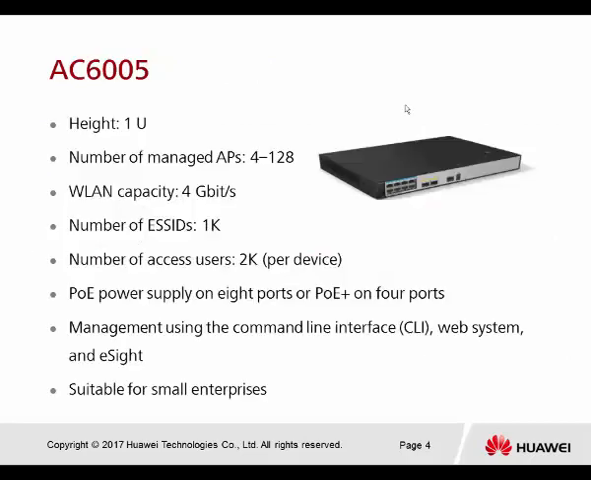The AC6005. The height of this AC is 1U. The number of APs it can manage is 4 to 128. The capacity is 4 gigabits per second. The number of ESSIDs it can support is up to 1000. The number of users is only 2000 per device.